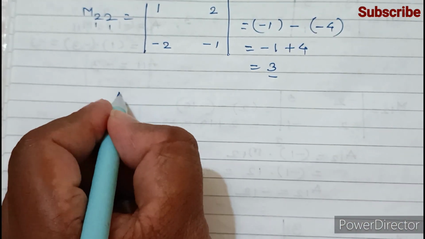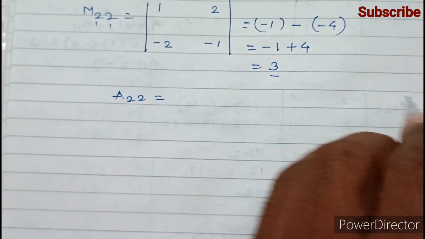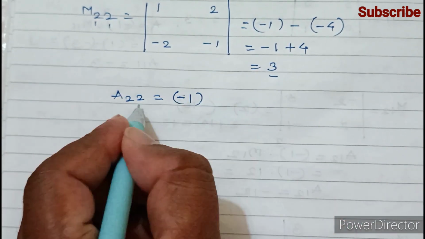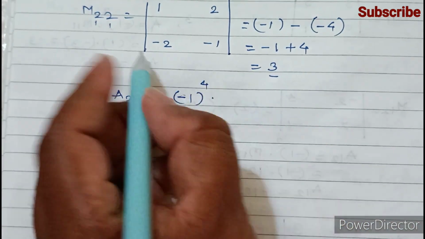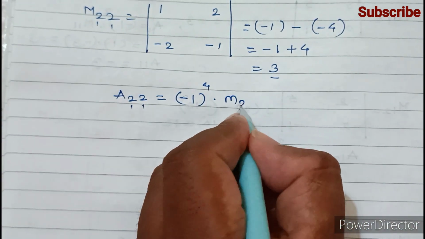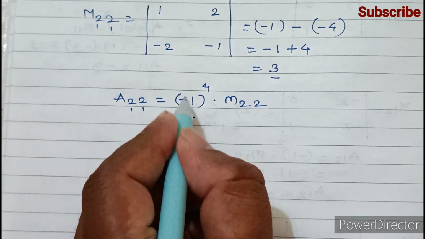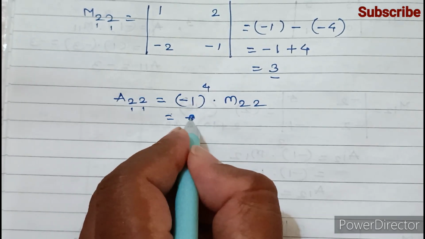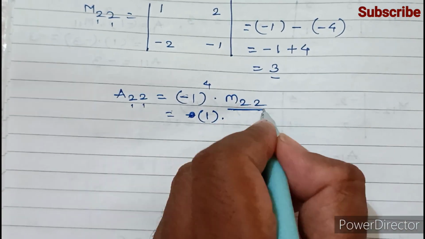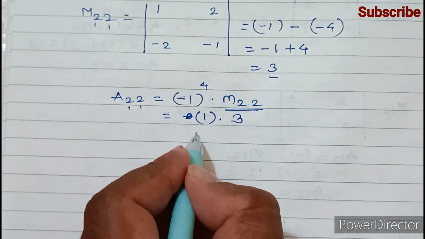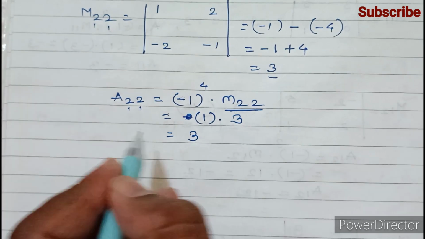Find A22, the cofactor 22, which will equal minus 1 to the power 2 plus 2, that is 4, into this minor M22. Minus 1 to the power 4 is 1, into minor M22, which is plus 3, and 1 into 3 will be 3. The value of A22 is 3.